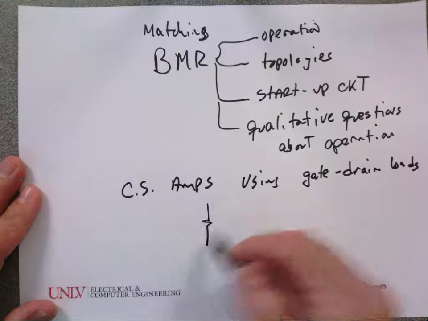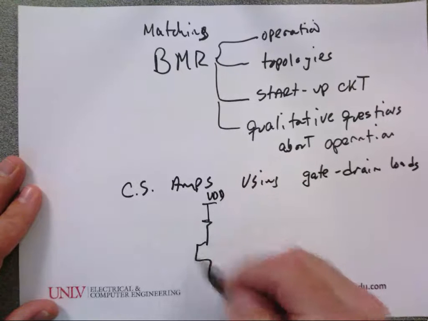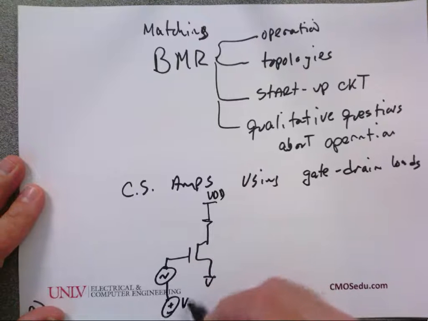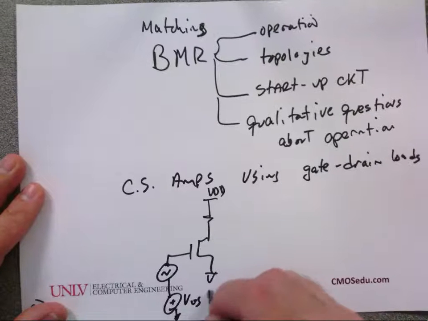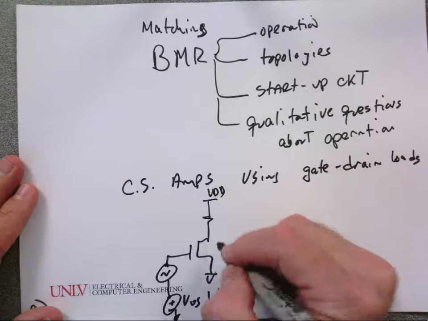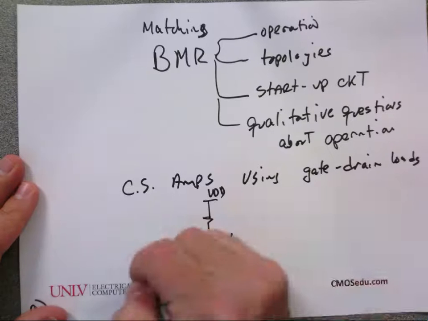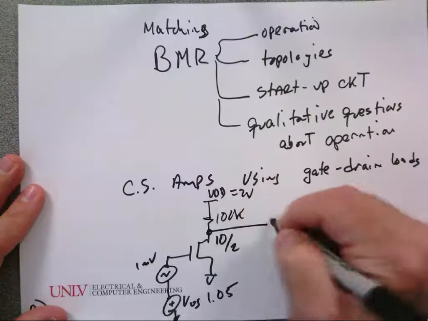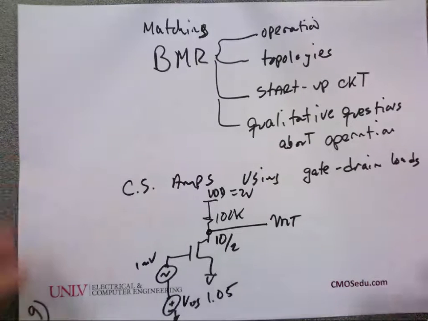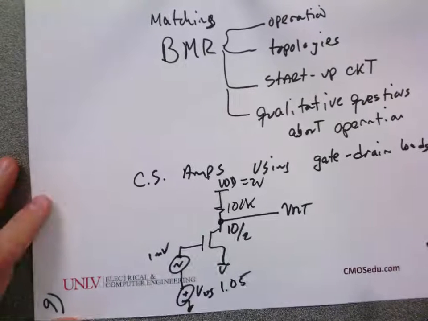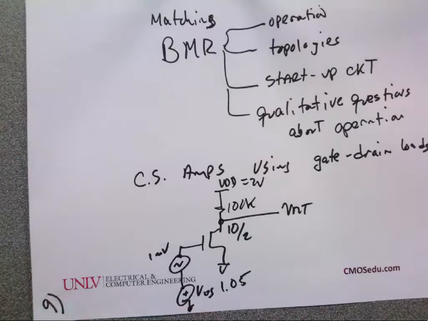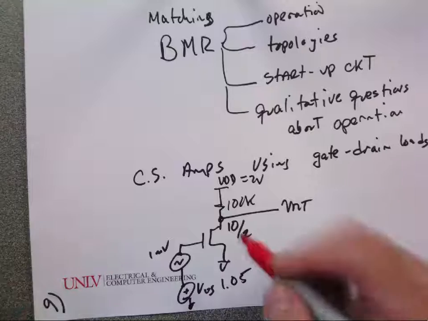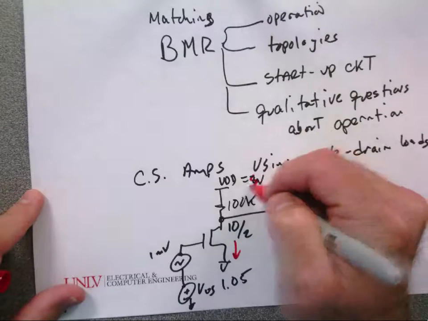Here's one. Let's say this is 1.05, this is in the long channel process and it's 10 by 2, this is 1 millivolt, this is 100K, this is 2 volts, this is V out. This is simpler than the ones using the transistor loads, but I don't need to do any calculations. What's the current that flows in the device based on 1.05 VGS long channel 10 by 2? VDD is, oh sorry, I'm getting ahead of myself, 5 volts.